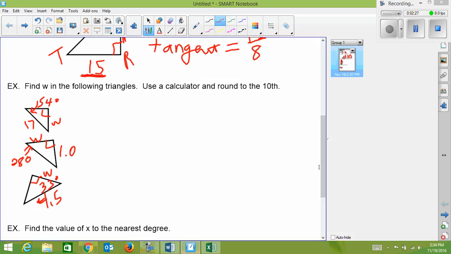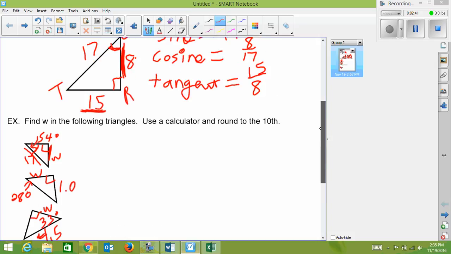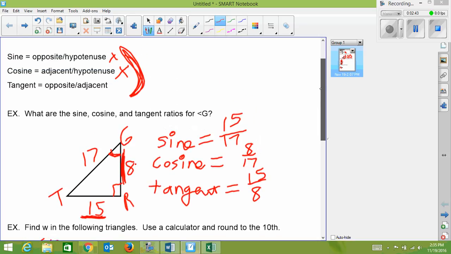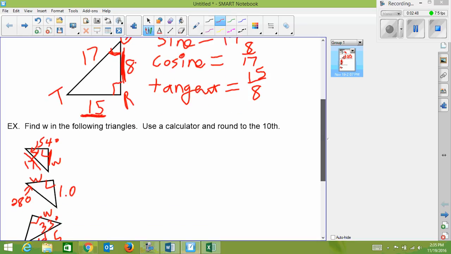So because I know this angle right here, and the two legs that I have are the opposite, which would be this one, and the hypotenuse, which is this one. If you go back up and look, which one involved the opposite and the hypotenuse, it's the sine, this one. So that's the formula I'm going to use. So I'm going to do sine of 54 degrees equals my W over 17.